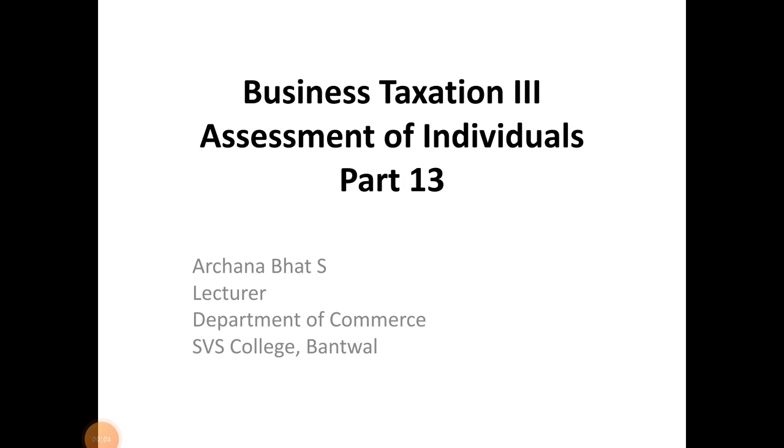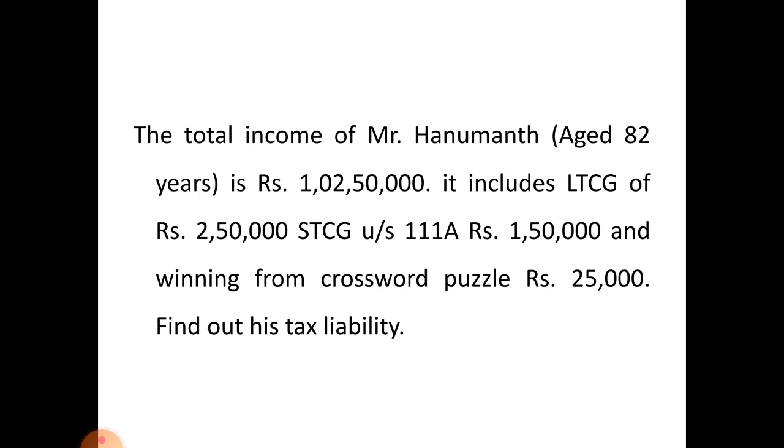Hello students, in this session let us solve one more problem relating to calculation of marginal relief. See this problem. The total income of Mr. Hanumant, age 82 years, is rupees 1 crore 2 lakh and 50,000. It includes long-term capital gain of rupees 2 lakh 50,000, short-term capital gain under section 111A rupees 1 lakh 50,000 and winning from crossword puzzle rupees 25,000. Find out his tax liability.